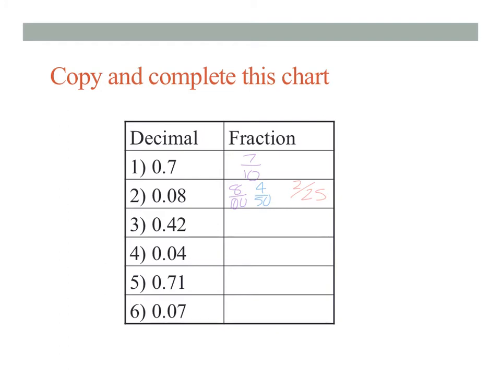Next one. 21 over 100, which is 21 over 50. Fantastic. Good job. Number 4. 4 over 100. 4 over 125. Nice. 4 over 100, which simplifies to 2 over 50, which is 1 over 25. Number 5. 7 over 100. Great.